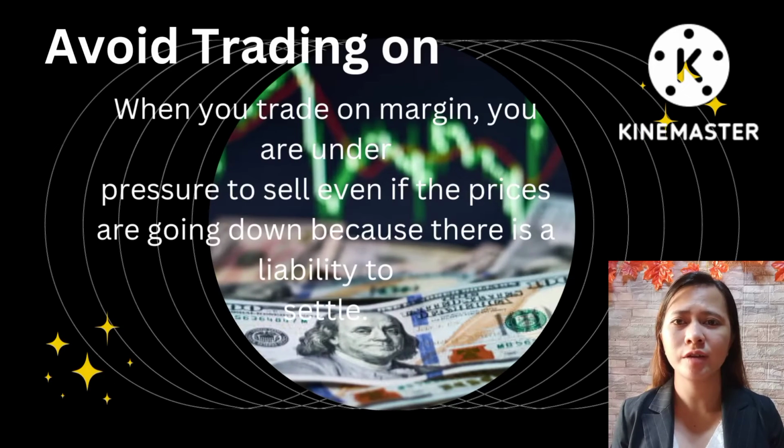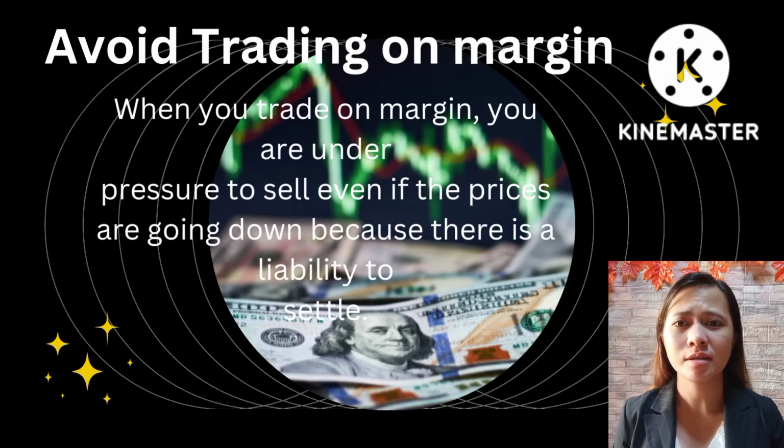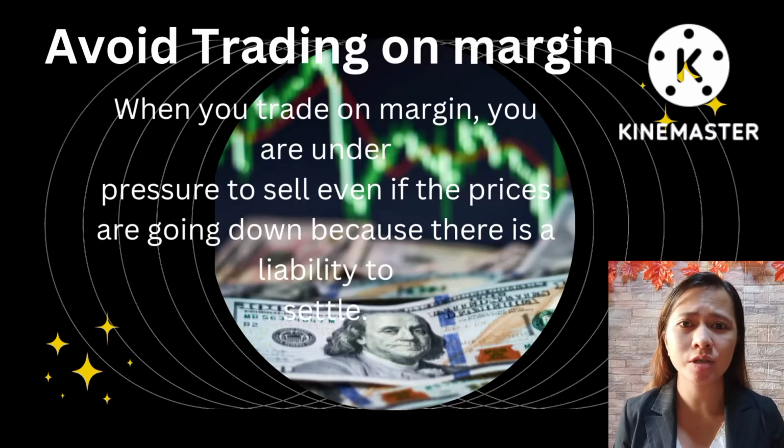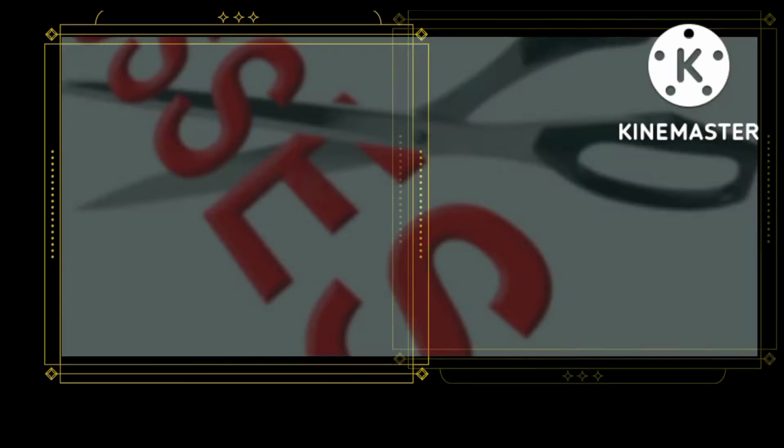Four, avoid trading on margin. This means that trading on margin entails borrowing money from a brokerage business to execute deals. When you trade on margin, you put your money at risk despite declining prices. There is a pressure to sell due to a settlement obligation. This implies you could lose a lot more money than you put in.